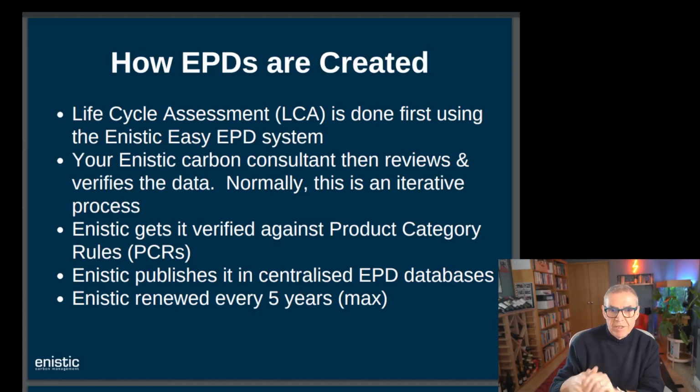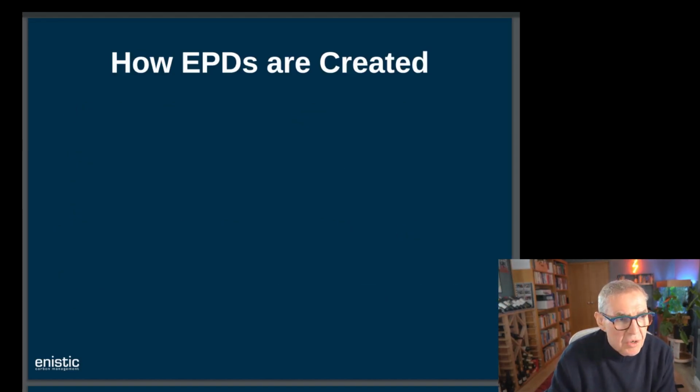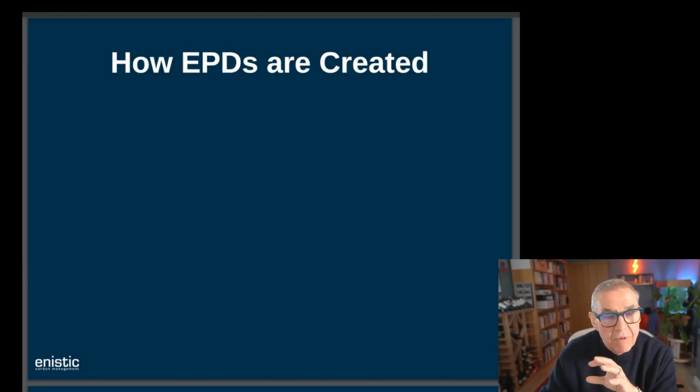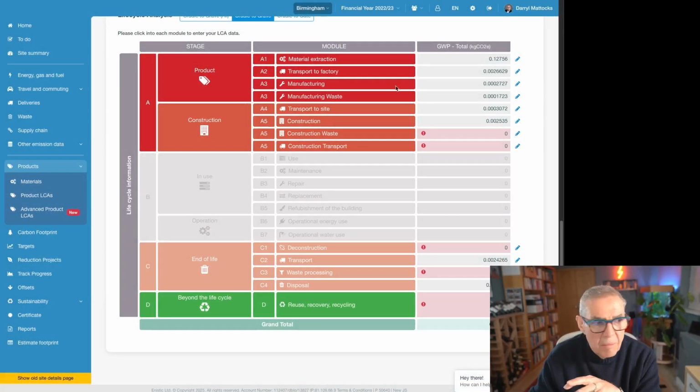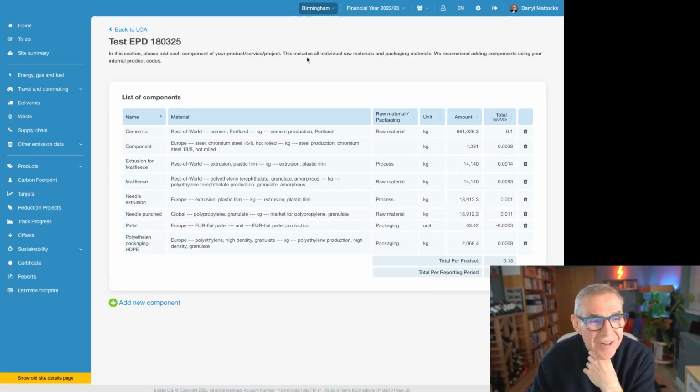Okay, nice and easy. Let's show you the system in a bit of operation in terms of easy EPD. I'm going to concentrate on probably this first section, and it's true to say that the first one is sort of the deep end, isn't it? A1, this one here, material extraction, is probably the most complex. And by the way, material extraction covers the raw materials that go into your product. Okay, that's what that is.